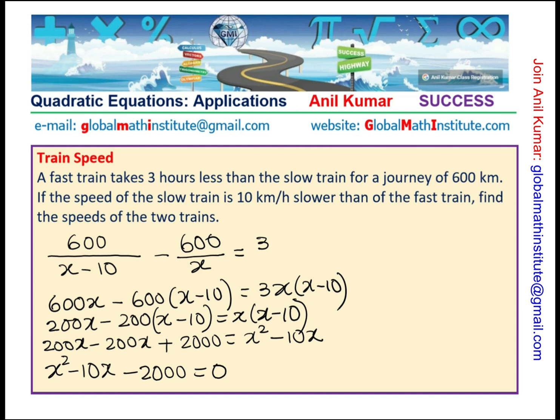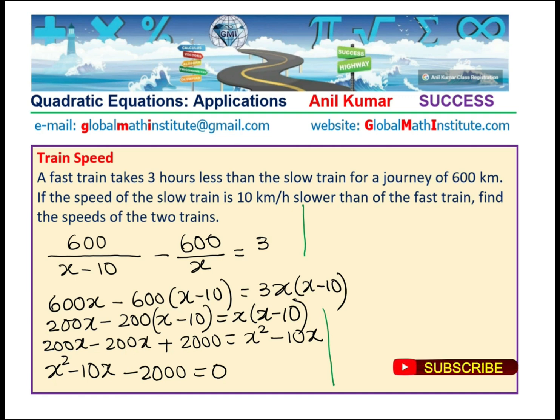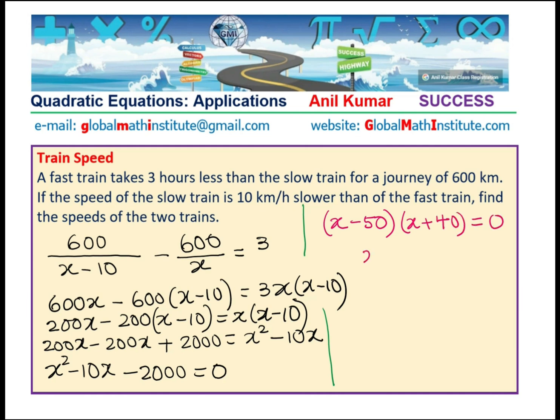50 times 40 is 2000, and therefore we can factor this particular equation. So let me just factor and rewrite on the side. We could write this as x minus 50 times x plus 40 equals 0, where the bigger number is negative. So x is equal to 50. It cannot be negative, that is redundant, right? So x equals minus 40 is an extraneous root for this quadratic equation.